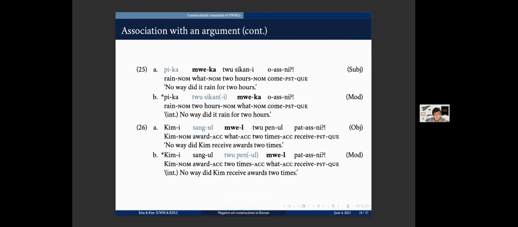And also similarly, 25a, B가 뭐가 2시간이 왔니? So here, this NWH phrase is associated with this subject argument, B가. But here, B가 2시간이 뭐가 왔니? This sentence is ungrammatical because the WH phrase is associated with this modifier expression, 2시간이.